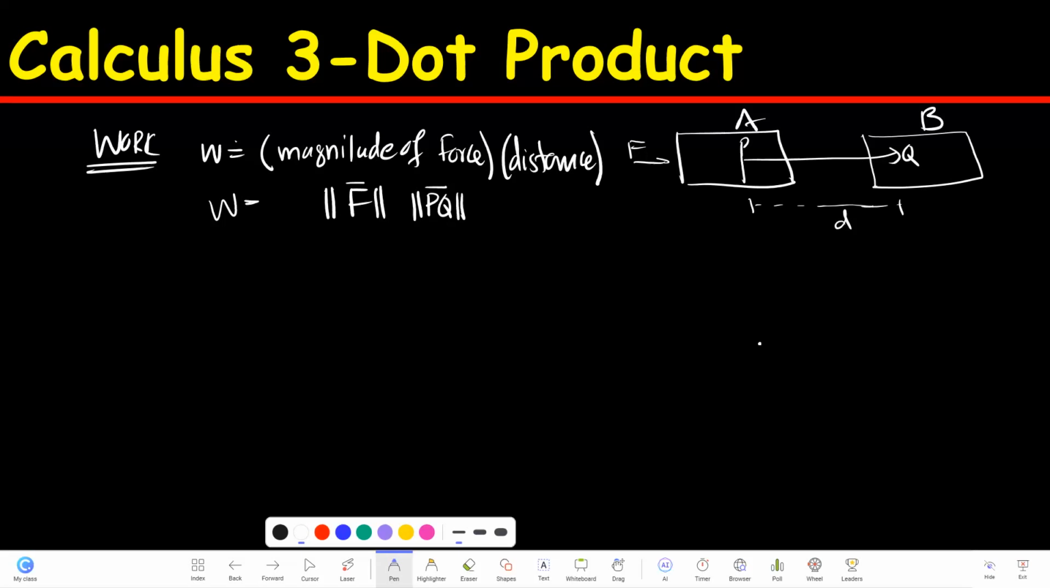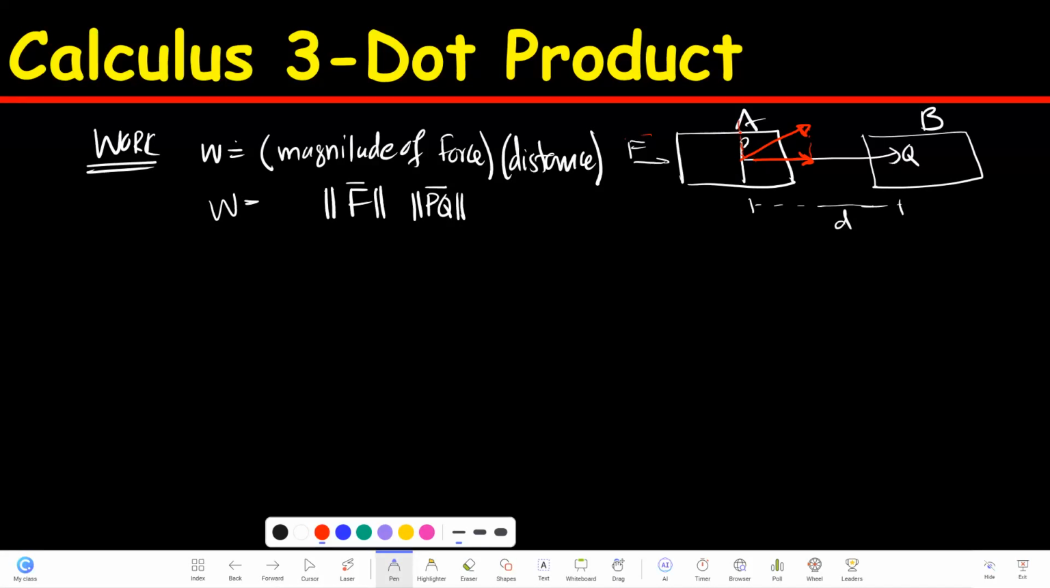That's one case. But suppose you don't have a force in the same direction, and you have the force at an angle. What you're going to do is take the component of this force along this direction. The bottom line is that if you have a force not in the direction of the distance, you can only take the component of force which is along the distance.